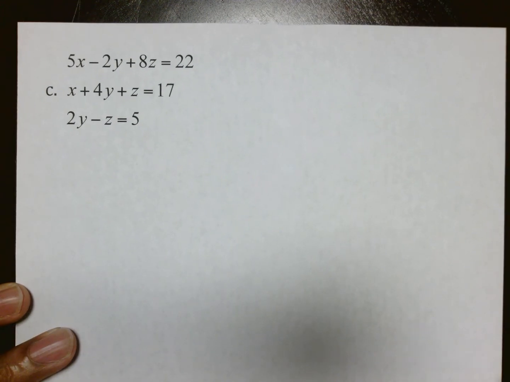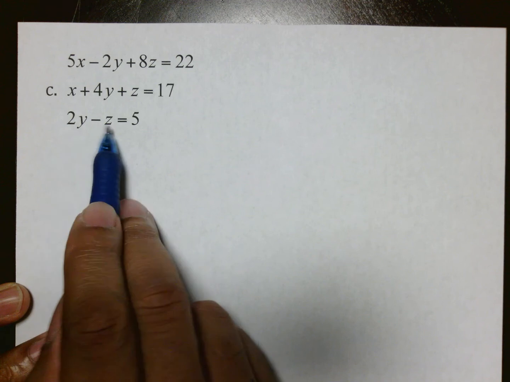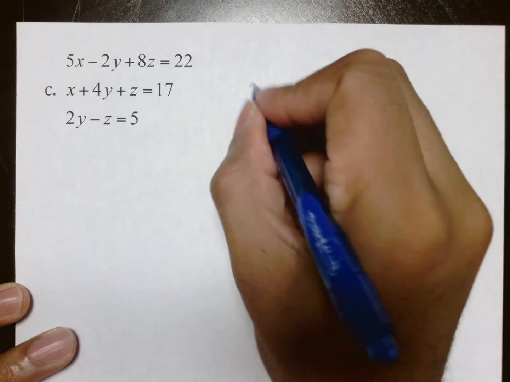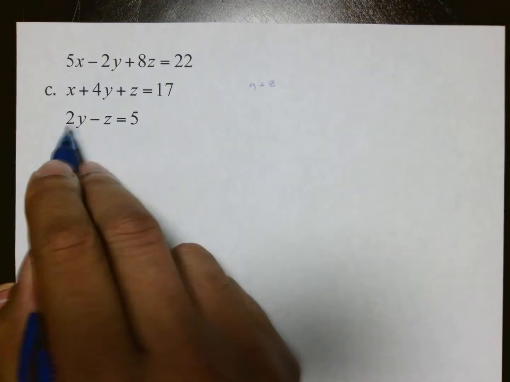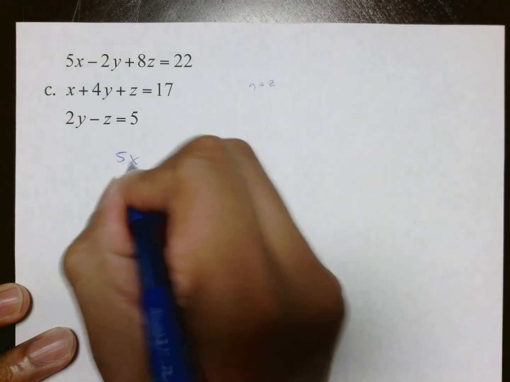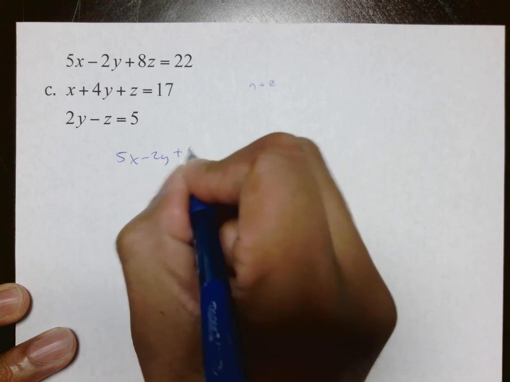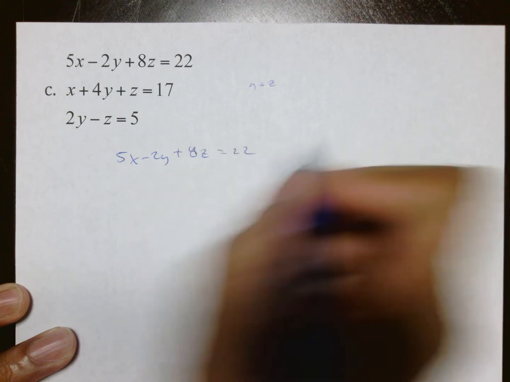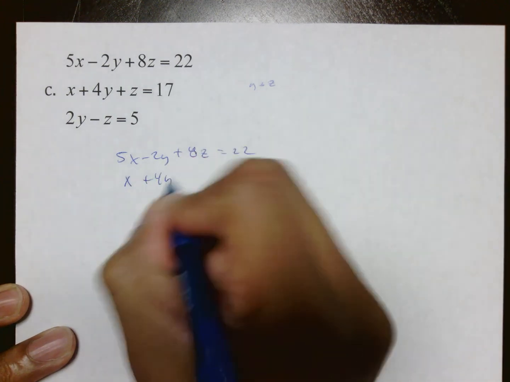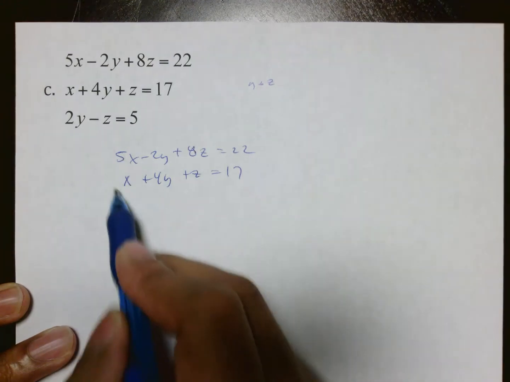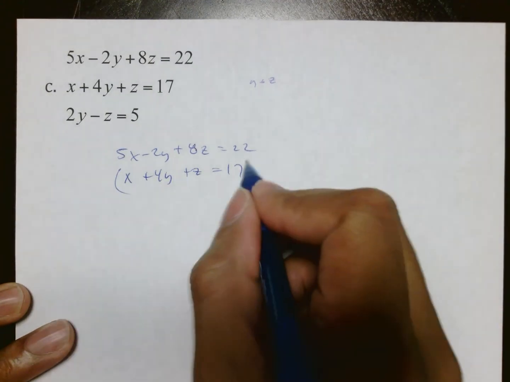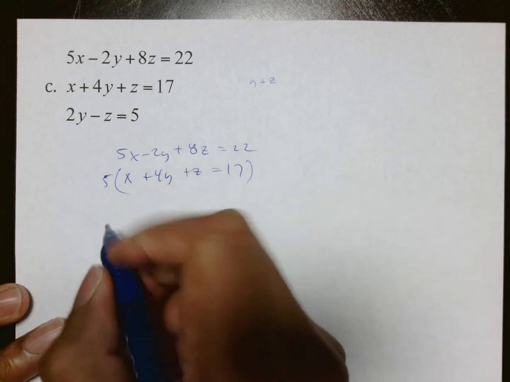I usually like X and Y are the first two, but I notice here that I have a Y and Z equation, which means that if I choose Y and Z and I eliminate my X, then I already have one variable done. So I'm going to do 5X minus 2Y plus 8Z equals 22, and I'm going to do X plus 4Y plus Z equals 17. Again, if I am looking for Y and Z, that means I want to eliminate X.